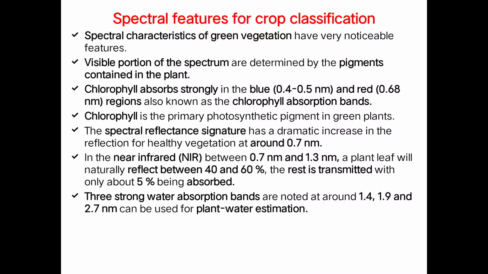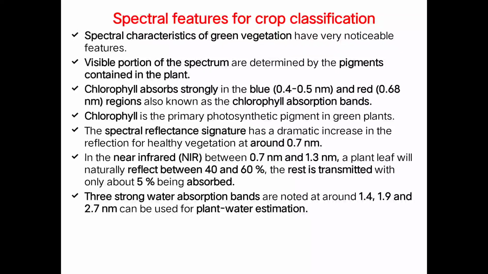The spectral reflectance signature has a dramatic increase in the reflection for healthy vegetation at around 0.7 micrometer, in the near infrared. Between 0.7 and 1.3 micrometer, a plant leaf will naturally reflect between 40 and 60%, and the rest is transmitted, with only about 5% being absorbed.